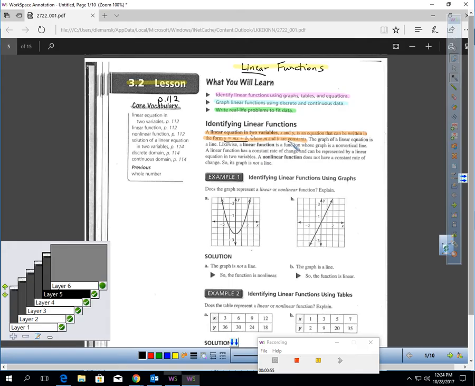I don't know if I totally agree with the book with this. B would be a constant. M would be, remember, a coefficient. A coefficient is a number in front of a variable. The graph of a linear equation is a line. Look at the word linear. Can you see the word line? So any linear equation or function would always give you a graph that's a line.